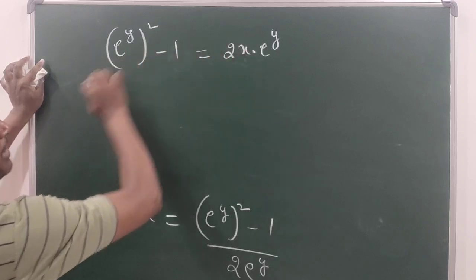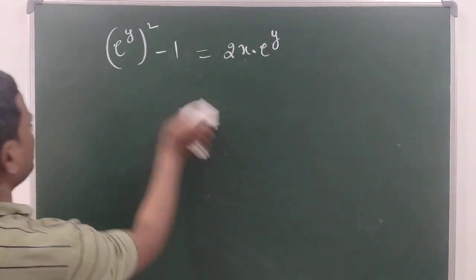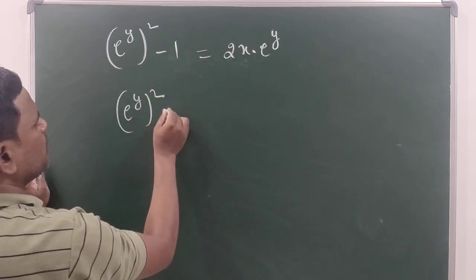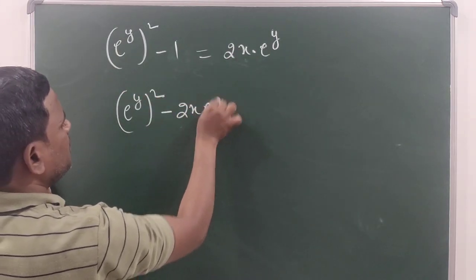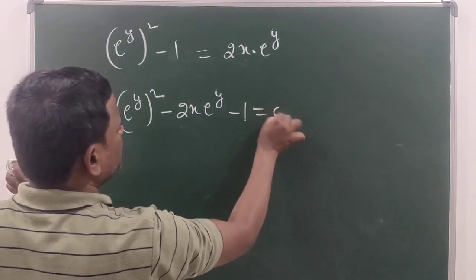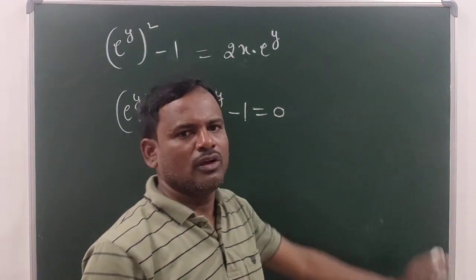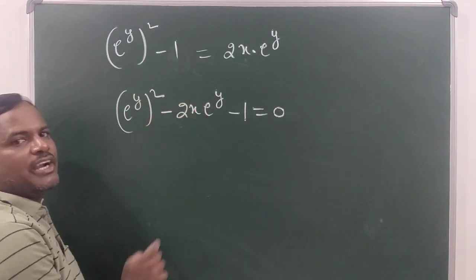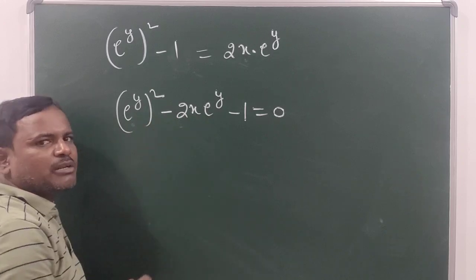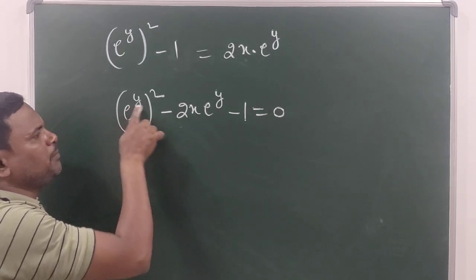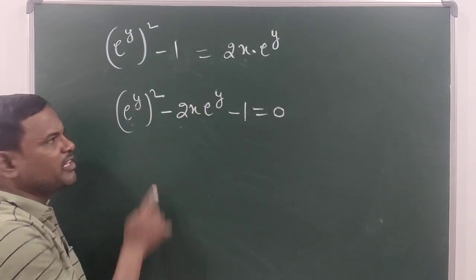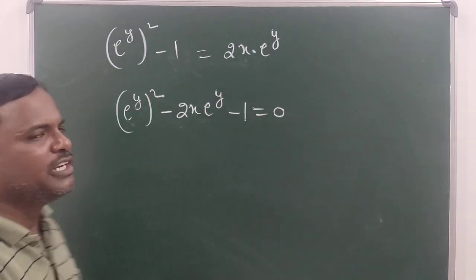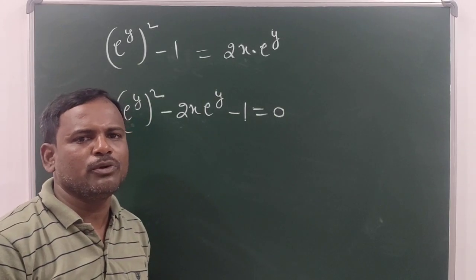In the next step, bring it to the left side. So what do you get? (e^y)² minus 2x e^y minus 1 is equal to 0. Now, it is looking like a quadratic equation in terms of e^y. Am I right? Here, (e^y)² minus 2x e^y minus 1 equal to 0. So observe that it is one quadratic equation in terms of e^y.